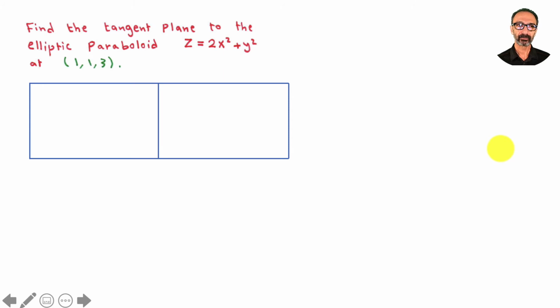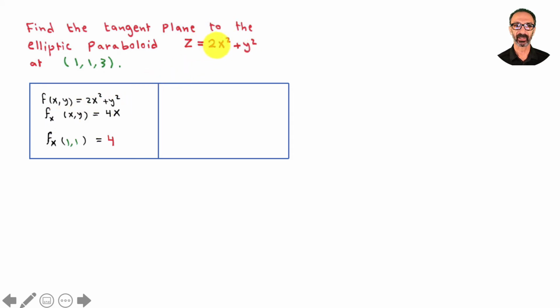Now, find the tangent plane to the elliptic paraboloid z equals 2x squared plus y squared, which is like a graph of a parabola that opens up in 3D, at (1, 1, 3). First, let's find the slopes. This is the slope of t1. This is the slope of t2. Find the derivative of f as a function of x and y with respect to x.